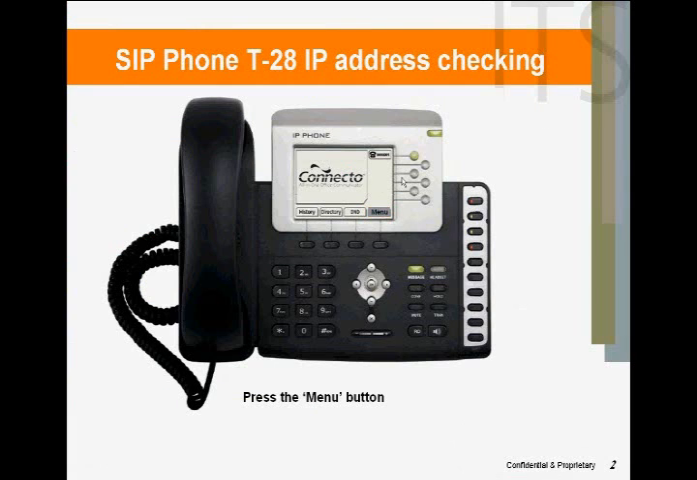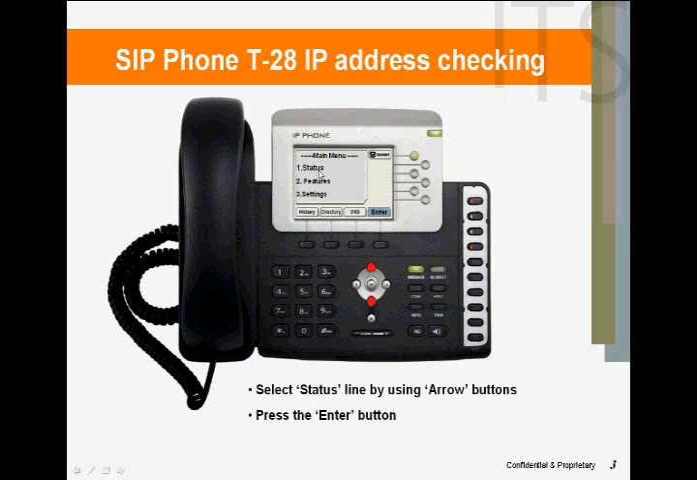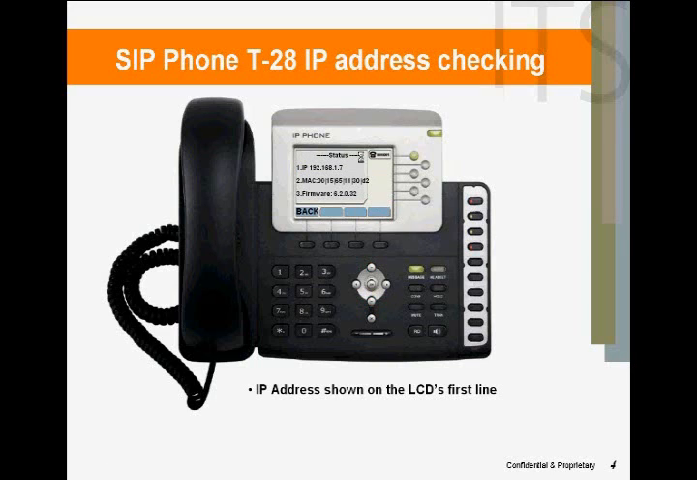On the keypad of the T28 SIP phone, press the menu key. The LCD screen displays the functional menu. Use the arrow keys to select the status option and then press the Enter key. The screen displays the network parameters. Note that a T28 phone is configured by default as a DHCP client and therefore receives an IP address automatically when it connects to the network.